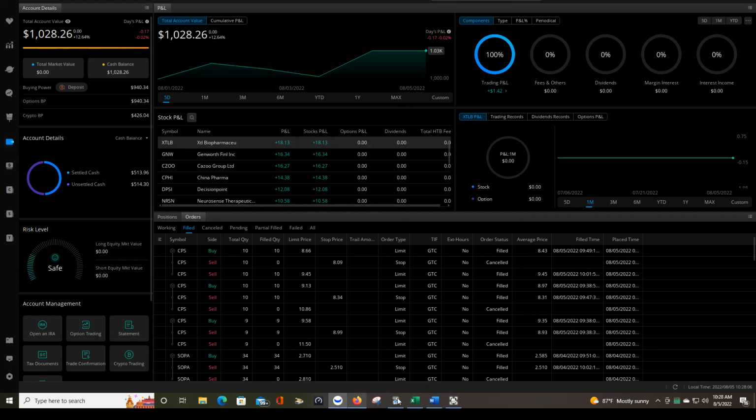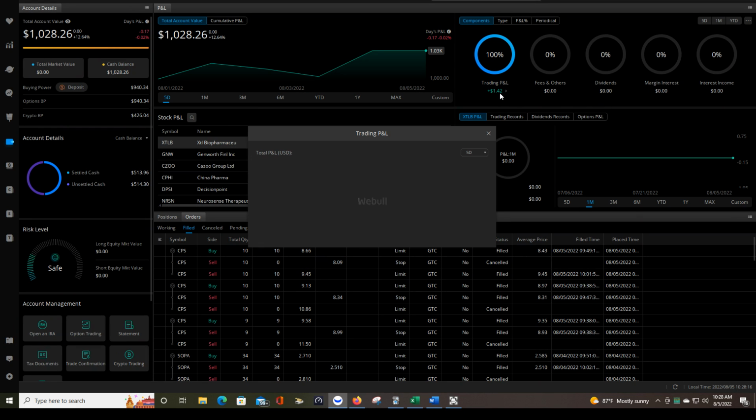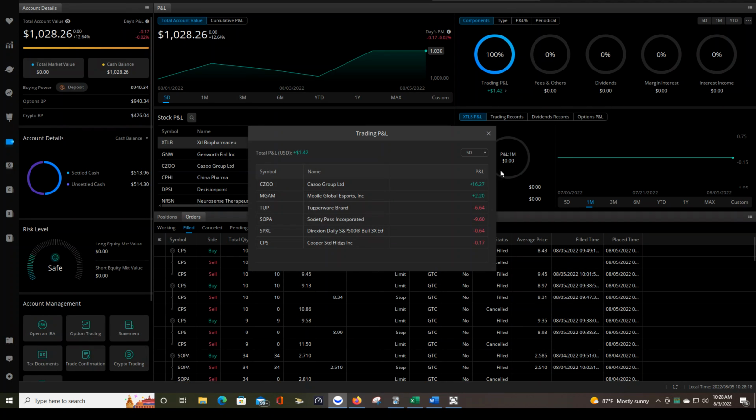Now, let's look at the Webull account page for a second, and then we'll go over to my spreadsheet. This is set to show you this week's trades, from August 1st to August 5th. And this is the trading P&L. It would be slightly higher had we not lost 64 cents with SPXL this week, but overall we're very green on that plan, so we don't really care what happens week to week.